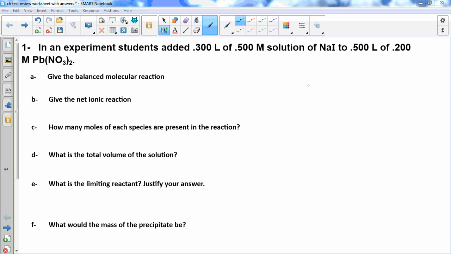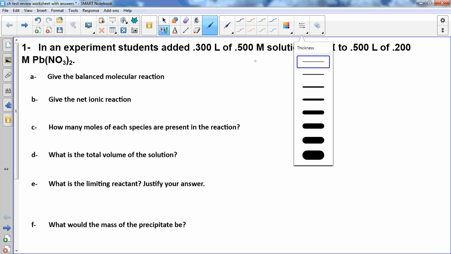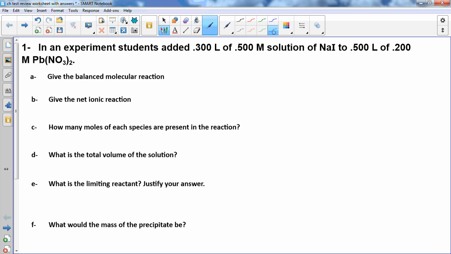Okay, so let's work through this problem as quick as I can. I'll try and write pretty small. Hopefully you can see it. So I'll give the balanced molecular reaction.